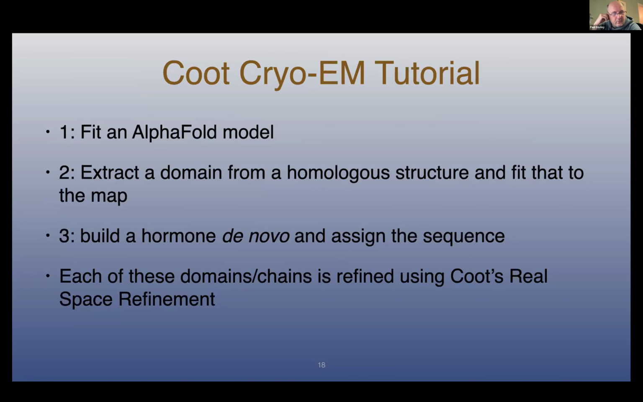And then there's another part of the tutorial, part 3 of the tutorial, which is building a hormone de novo. In this case, it's a GPCR receptor, and the hormone is alpha helical. And then part of the modeling operation is to assign the sequence. Every part of this is followed up with a real space refinement.